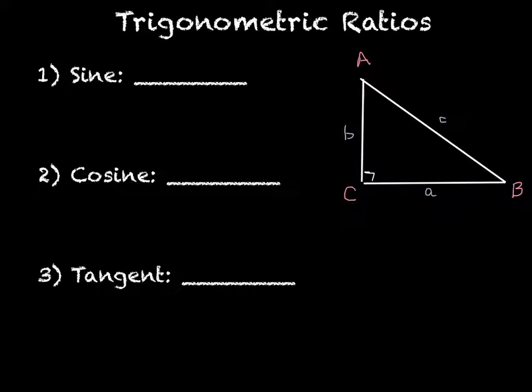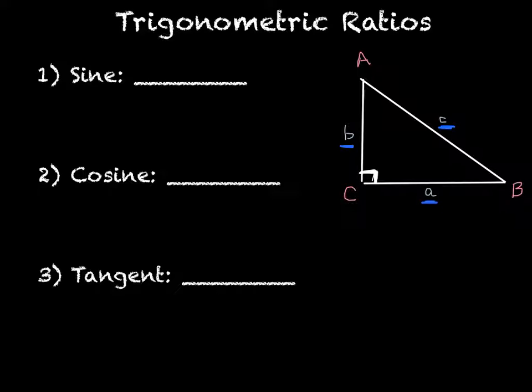Trigonometric ratios. There are three main trigonometric ratios, and they all have to do with a right triangle. So in our right triangle here, we have capital letters A, B, and C, which are marking our angles. C is generally going to be our right angle, and then we have lowercase a, lowercase b, and lowercase c, and they are the sides that are opposite of their designated angles.